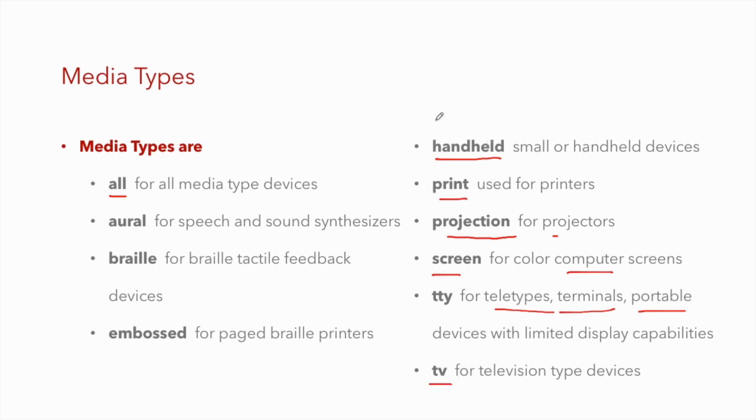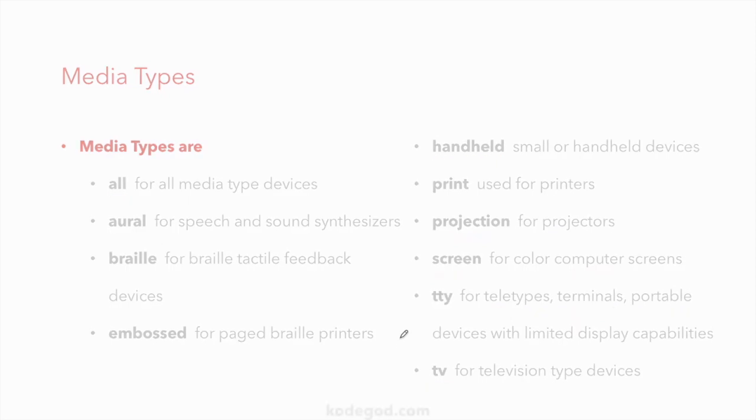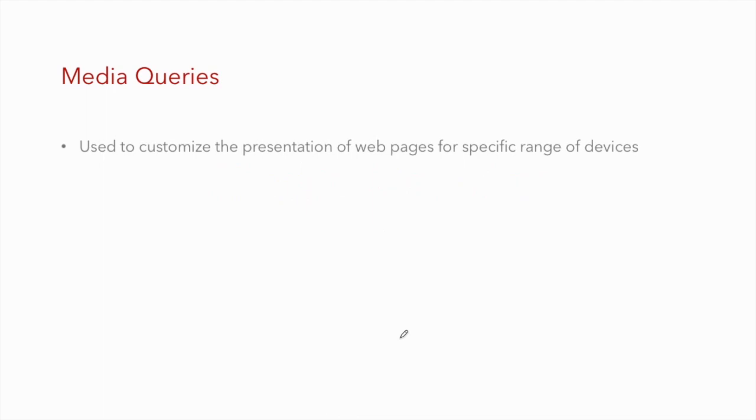Now this is quite useful when you want to target multiple devices and want to have a certain look on different devices. In that case, you can have multiple CSS files. You can specify the appropriate media type, and the selected CSS will be applied to the specific media type. Then we will talk about media queries. This is really important when we talk about responsive web page design. Using media queries, you can customize the presentation of web pages to certain device sizes.